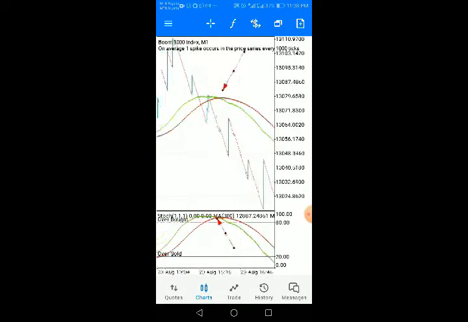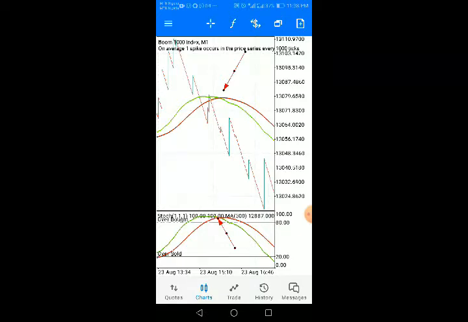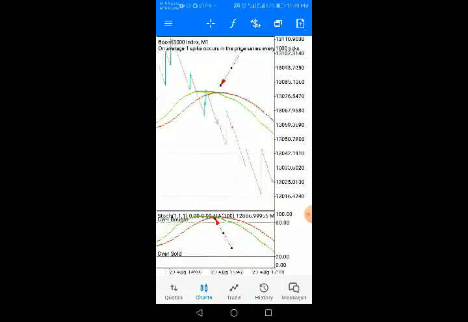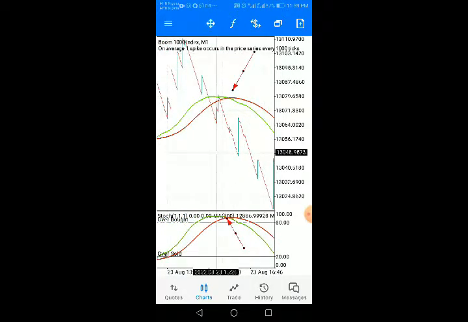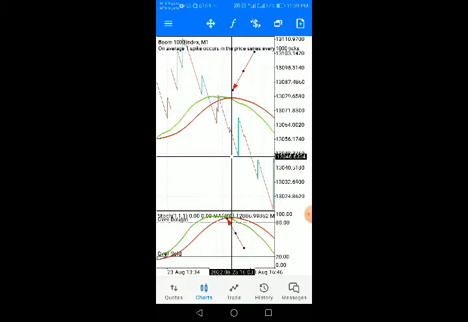As long as the cross of the green MA over the red takes place above the 80 level, then you are very good to go. That means you have a very good confirmation from the market. In this case, this is a very good confirmation. So once it occurs like this, you are expected to enter the market for sell from this point.